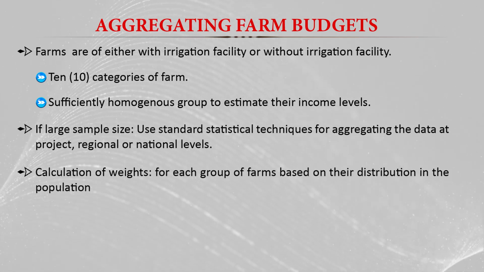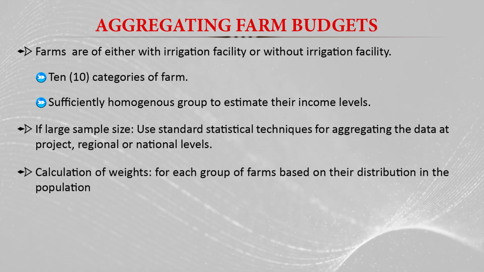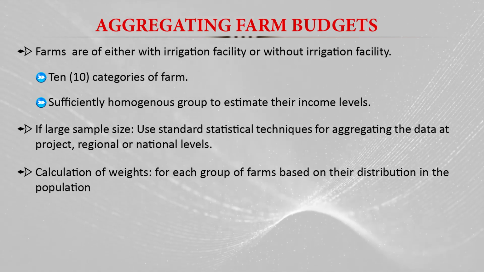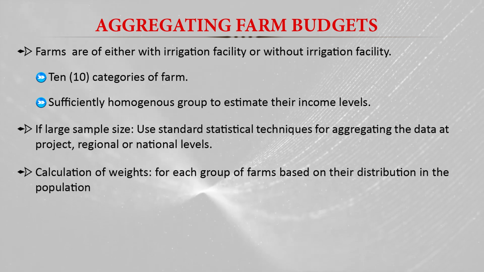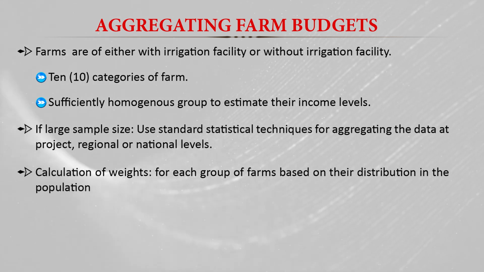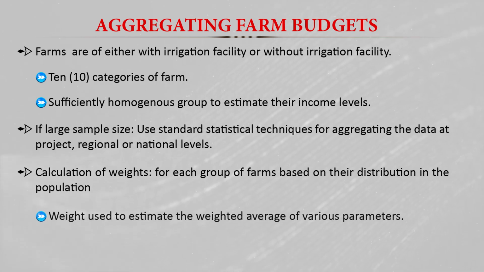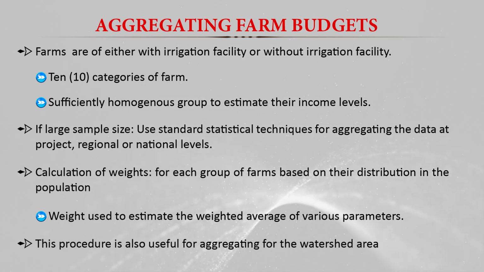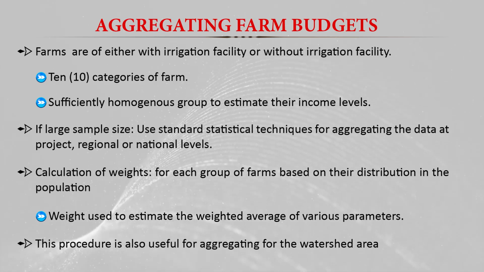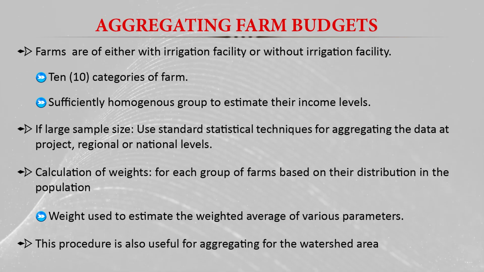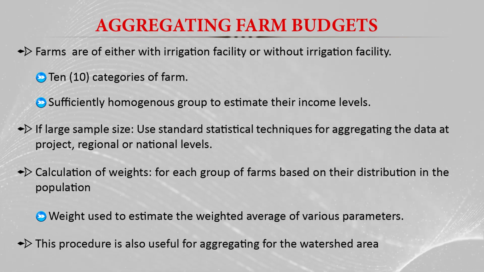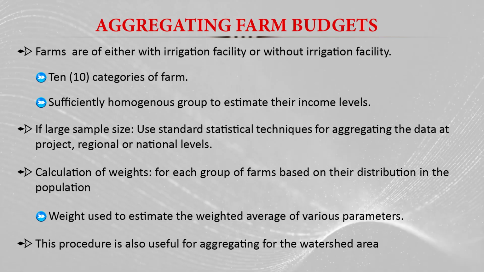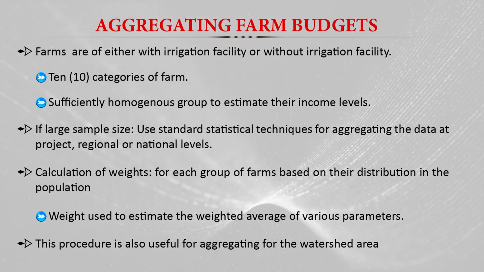Here we use weights basically. We have to calculate the weight for each group of farms based on their distribution in the population, and the weight is used to estimate the weighted average of the various parameters. This procedure is also useful for aggregating at the watershed area. So we can use it when we want to do the cost benefit analysis of a particular project or the contribution of a particular project in the watershed area.